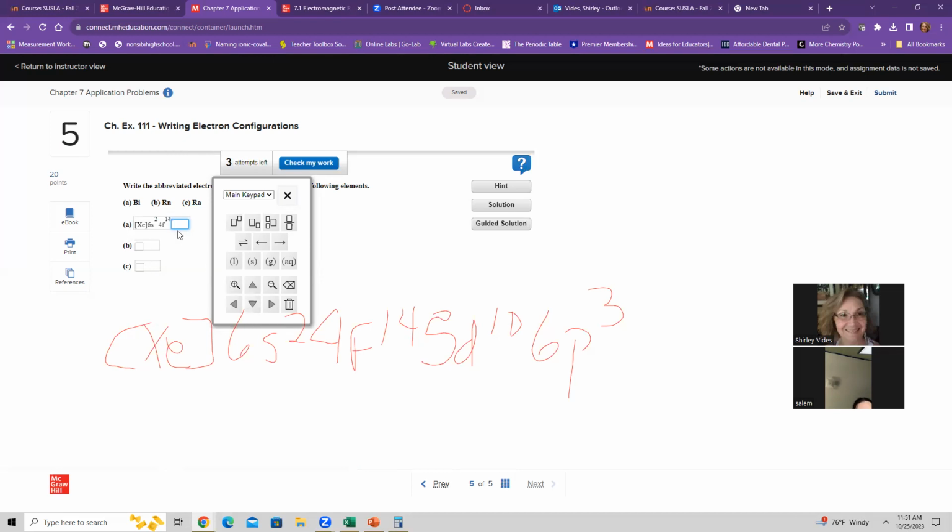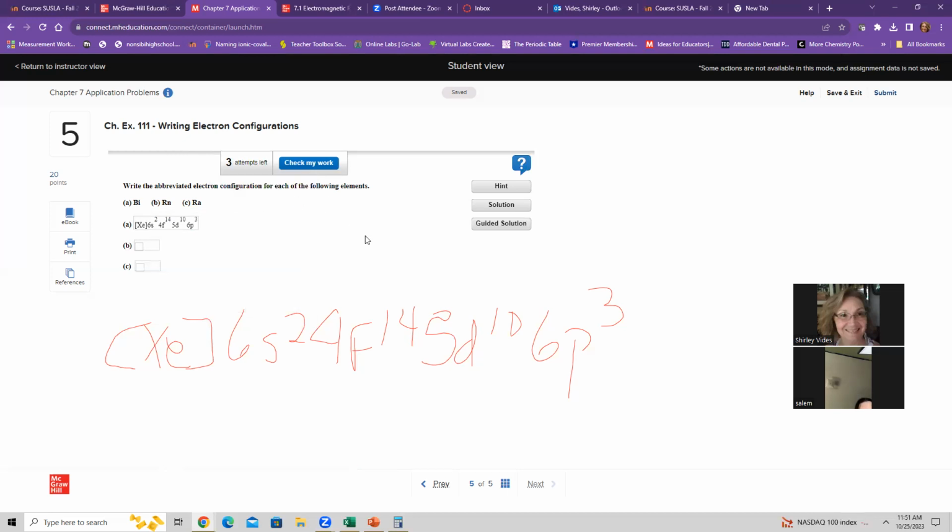Let's see, 5d10. Click on that. Bring it back down. See this one right here that I'm going to click? See, it brings it back down too. And then 6p, and bring it back up. And 3. There. That's the correct answer. That's for that one. All right.